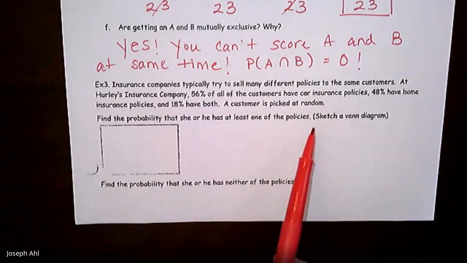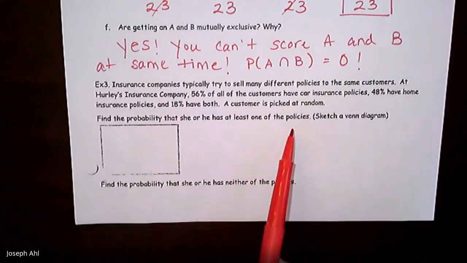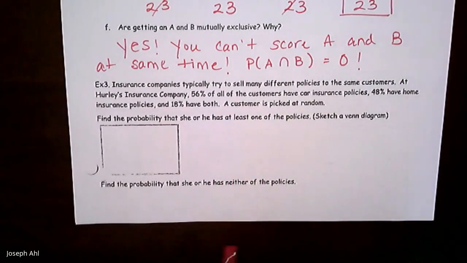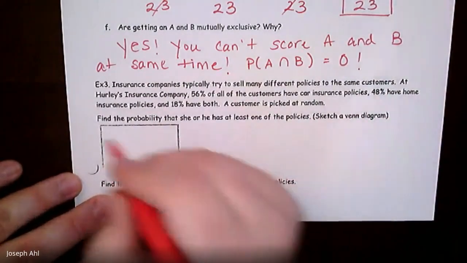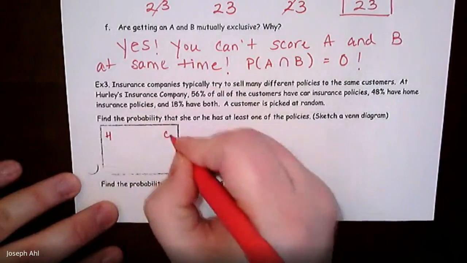So if a customer is picked at random, find the probability that she or he has at least one of the policies. So at least one is going to be an OR statement, because I could have the homeowner's insurance or I could have the auto insurance there. Okay. So let's see. Let's do a Venn diagram. So we have homeowners and we have cars.